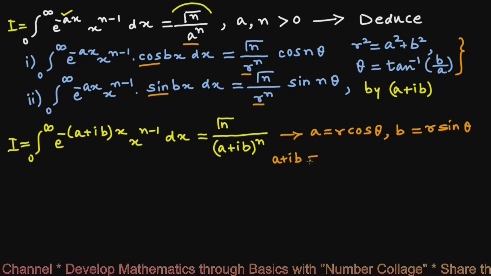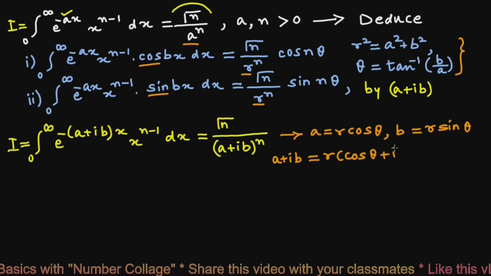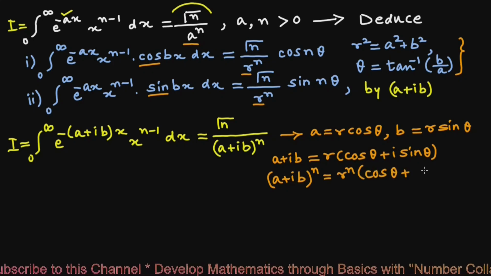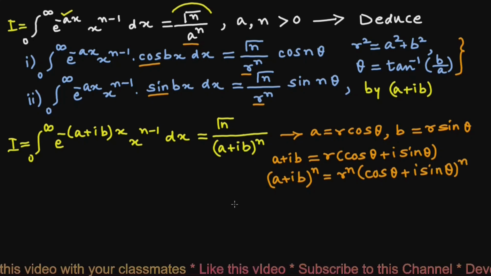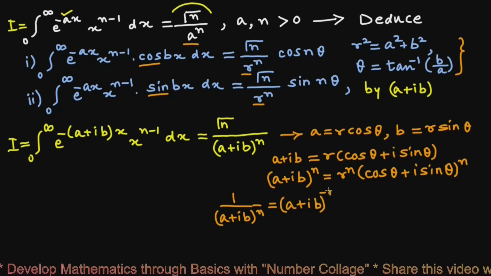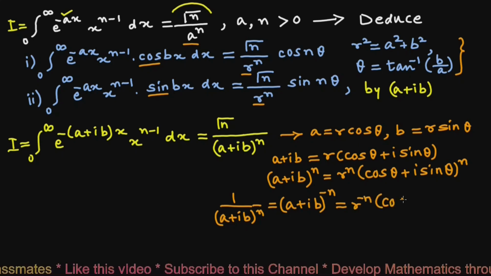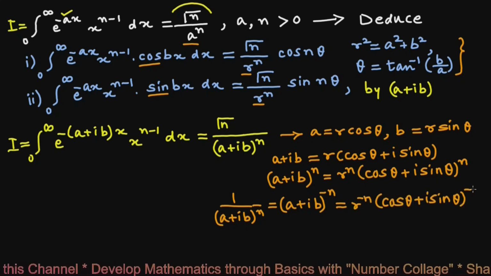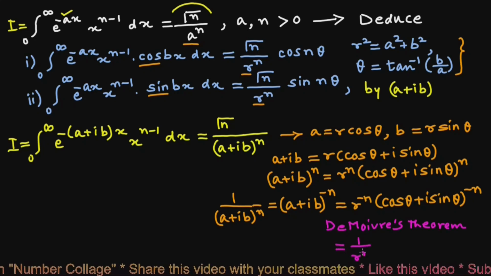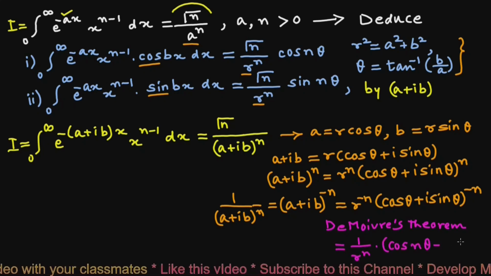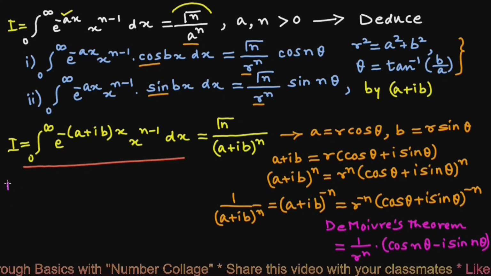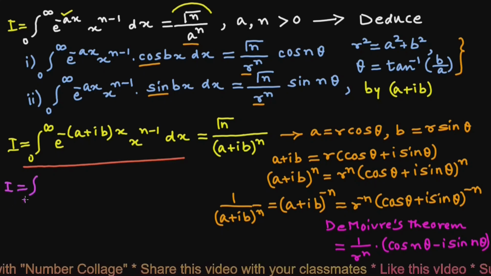So a plus ib will be r into (cos theta plus i sin theta). (a plus ib) raised to n will be r raised to n into (cos theta plus i sin theta) raised to n, and 1 upon (a plus ib) raised to n, which is (a plus ib) raised to minus n, will be r raised to minus n (cos theta plus i sin theta) raised to minus n, which according to de Moivre's theorem will be equal to 1 upon r raised to n into (cos n theta minus i sin n theta).